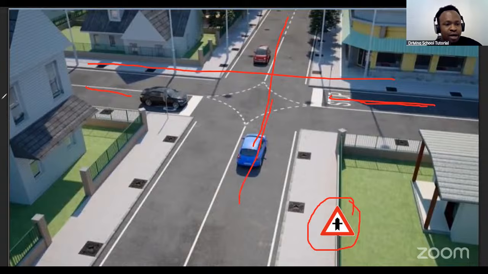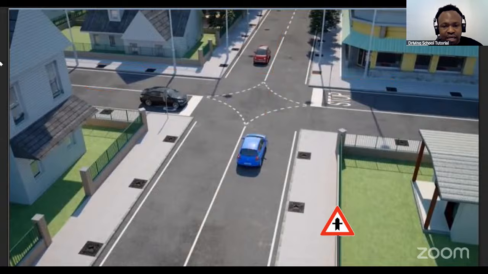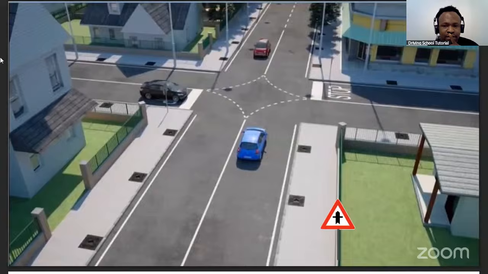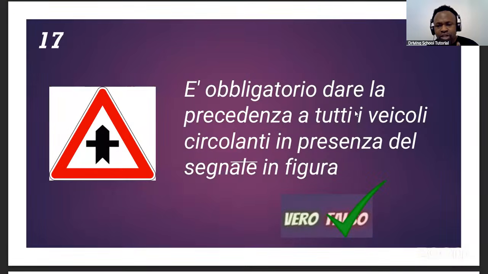You understand? And the question is saying that it is obligatory for me to give right of way to all vehicles that are circulating in the presence of this sign. No, because I am the one that is having the right of way. If I'm having the right of way, it means that you are obliged to give it to me. So it is not true that è obbligatorio dare la precedenza a tutti i veicoli circolanti in presenza del segnale in figura. No, it is falso, because you are the one to give it to me. I have it.